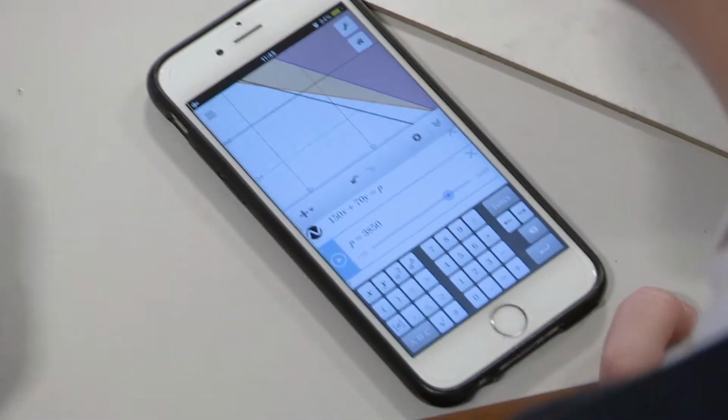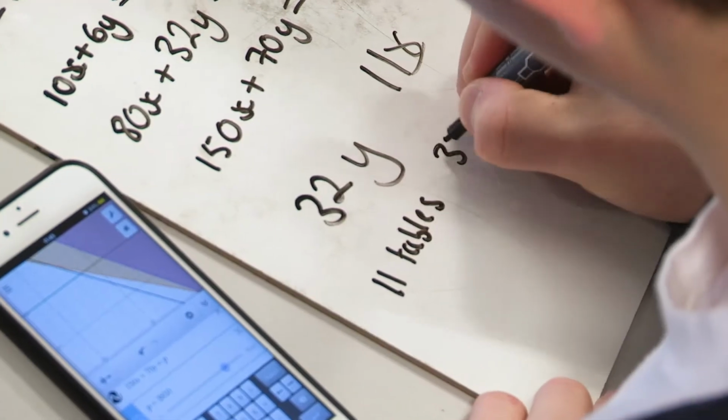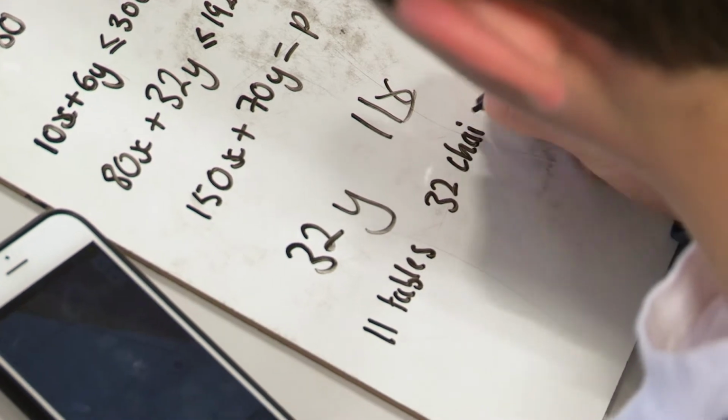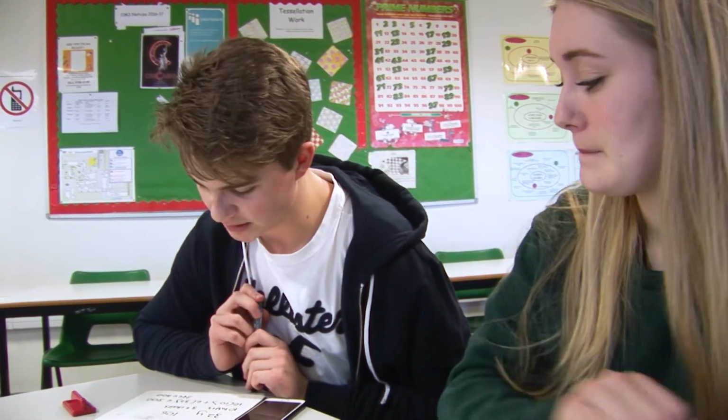So it's like 32 and 11. What's it supposed to equal? Meant to be less than or equal to 300. 186 plus like 296. I think that's like the closest you can get without it being like half a table. What have we got? We think it's 10 tables and 32 chairs.